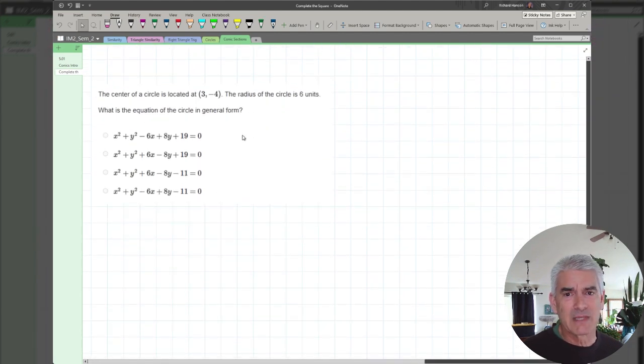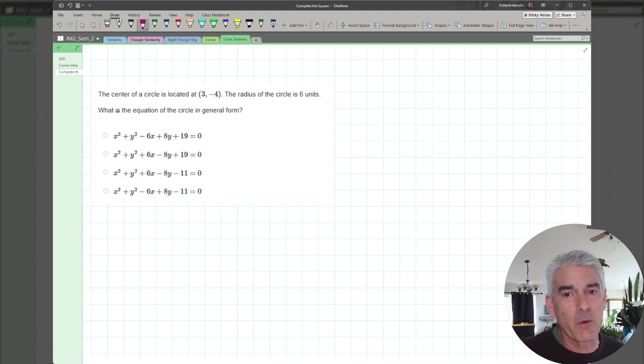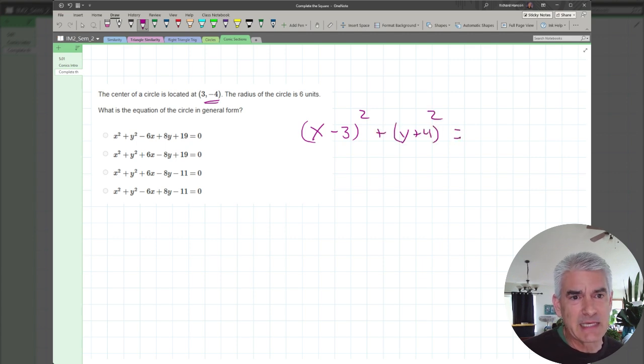Okay. How about this? The center of a circle is located at 3, -4. The radius is 6 units. What is the equation of the circle in general form? So this one, I could do it a couple of ways. I could just write out, if I know the center is at 3, -4, then I know the equation is going to be x minus 3 squared plus y plus 4 squared equals, and the radius is 6. So then I know this is going to be 36.